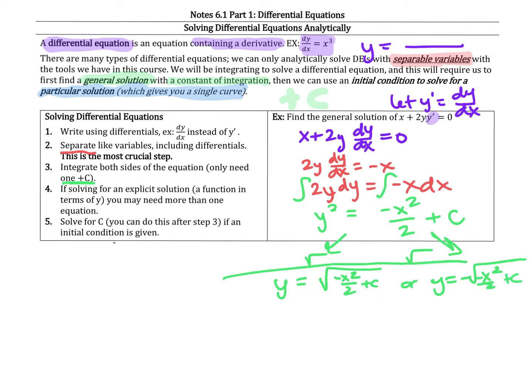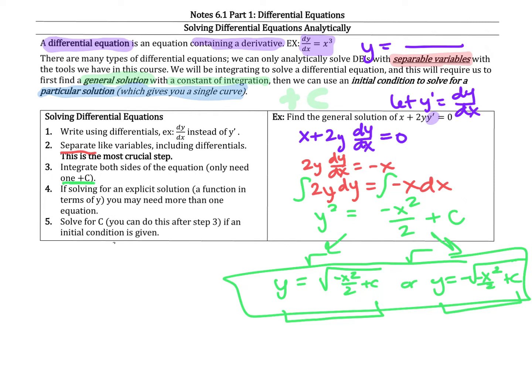I do want you to separate these out as two separate functions because sometimes when you have something written as plus or minus the square root, it looks like you're including both. We're talking about a function here, so it will never be both the positive and the negative version. It will always either be something plugged into this function on the left or something plugged into this function on the right. So that's the basic process.